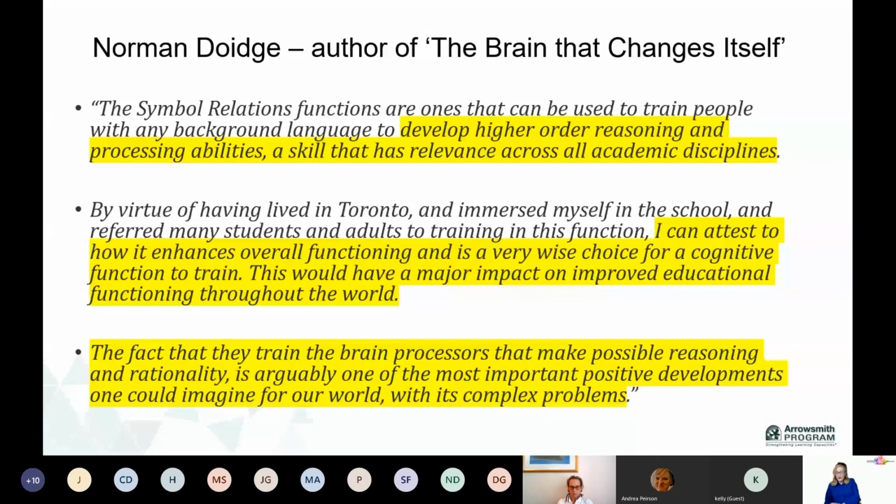And then again, the fact that they train the brain processors that make possible reasoning and rationality is arguably one of the most important positive developments one could imagine for our world with its complex problems. So this is such a key, critical cognitive function that your children are engaging in and improving.